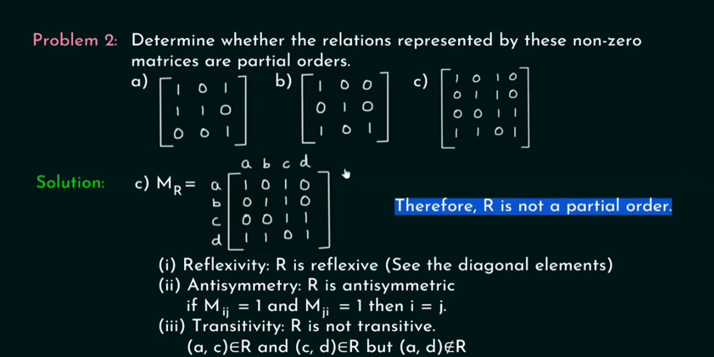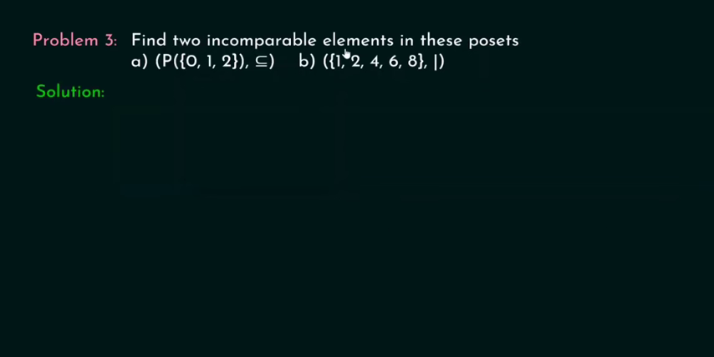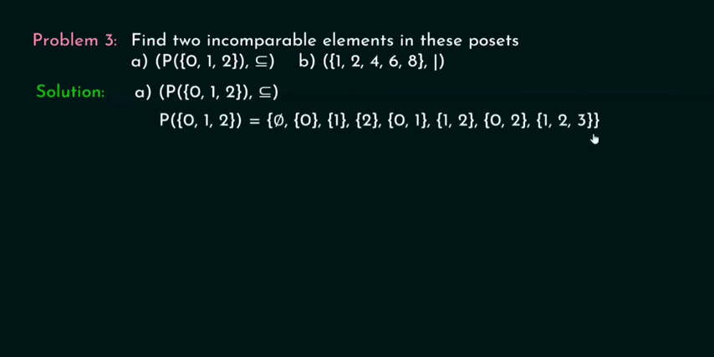Now let's consider problem 3. Find two incomparable elements in these posets. These are the posets available with us. We know this is a poset, right? This is a subset relation defined on power set of {0, 1, 2}. And what is power set of {0, 1, 2}? This is this set, right? Which consists of phi, a set with element 0, a set with element 1, a set with element 2. And then we have sets with 2 elements. And finally, a set with 3 elements, right?